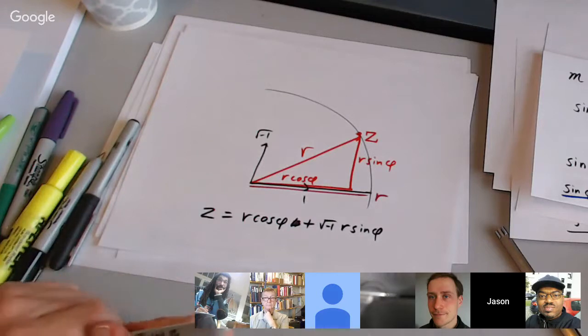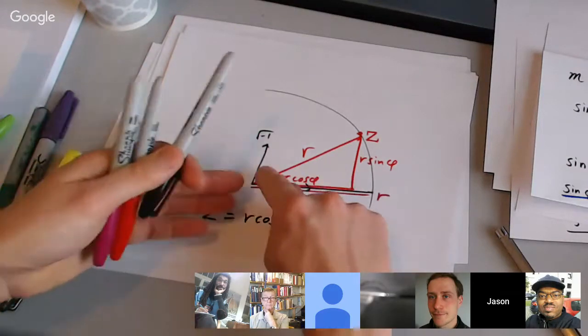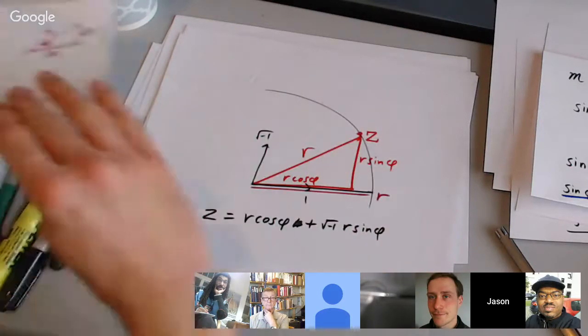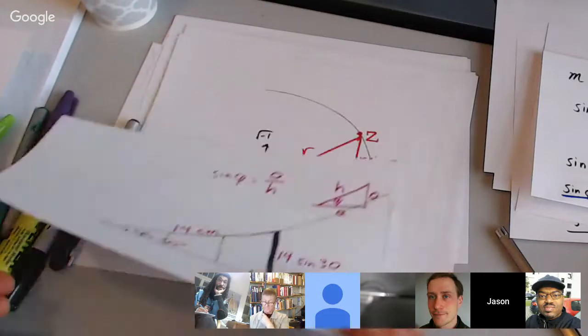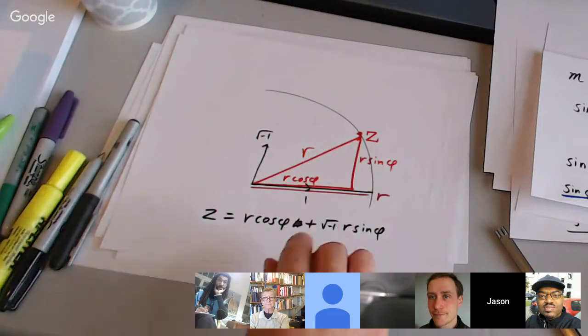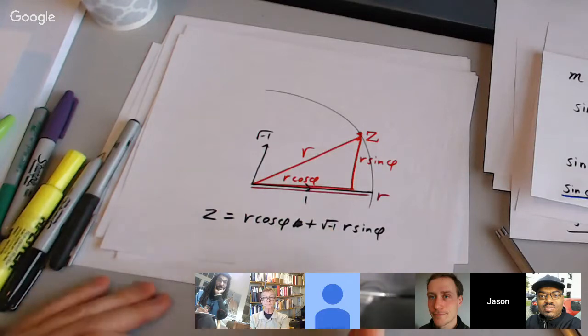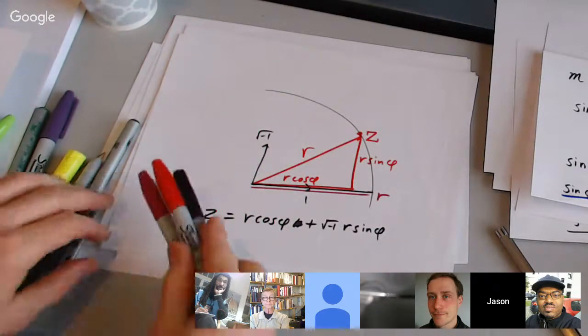Again, r cosine phi as opposed to just cosine phi because the hypotenuse is r. Like this was 14 times sine 30, anyway. And then the square root of -1 because we're going in the upward direction.